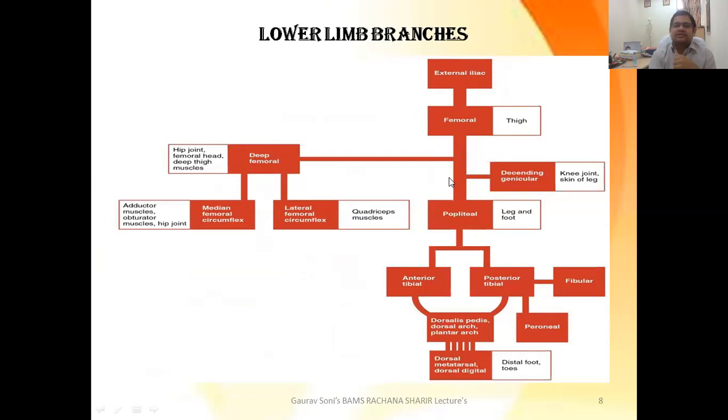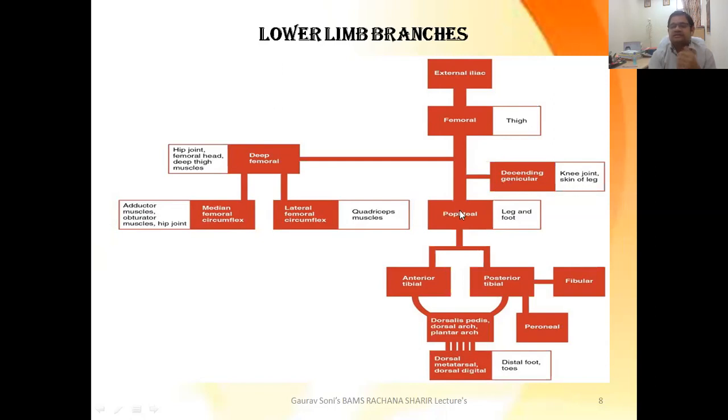And there are certain other branches like the deep femoral, which gives branches to the hip joint, femoral head, and deep thigh muscles, and which is again divided into two parts: the medial femoral circumflex, which supplies the adductor muscles and obturator muscles, and the lateral femoral circumflex, which supplies the quadriceps. Then there is the descending genicular. Genicular means relating to the genu, that is the knee joint and the skin of the leg.